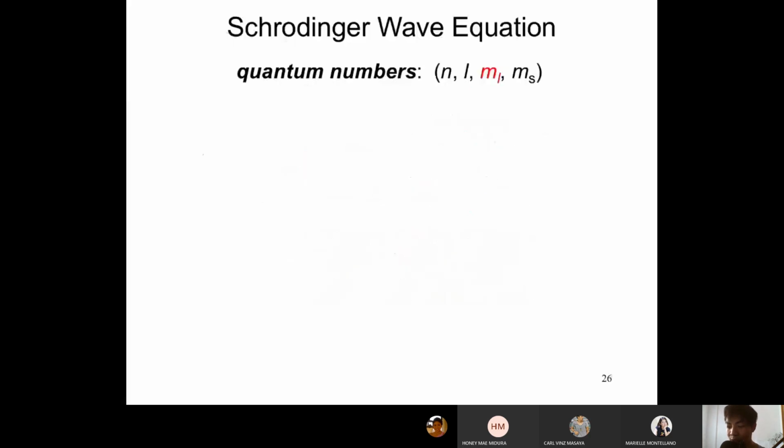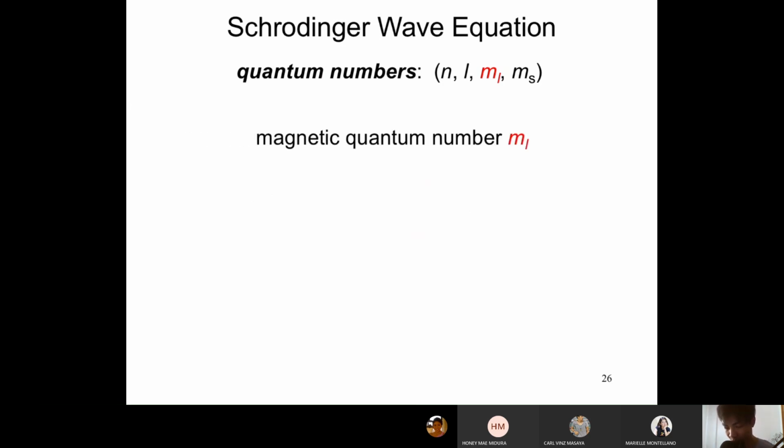Ano pa? Another quantum number. So, tapos na tayo kay n. Ano uli binibigay ni n? The n gives us an idea about the distance of electron from the nucleus. That's the principal quantum number. So the bigger your n, that means the farther your electron is from the nucleus. Ano naman yung L? This is the angular momentum quantum number that tells us about the shape of your electrons.